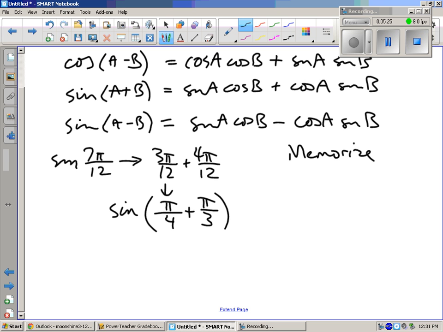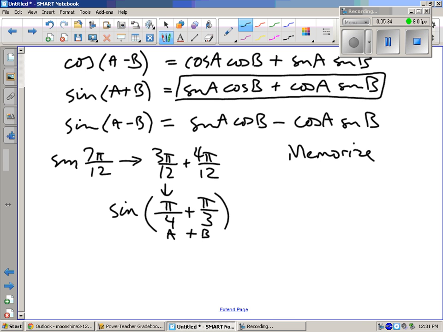Okay, the next thing is I'm going to fill them in. So this is A plus B for sine. So we're looking at this formula right here.